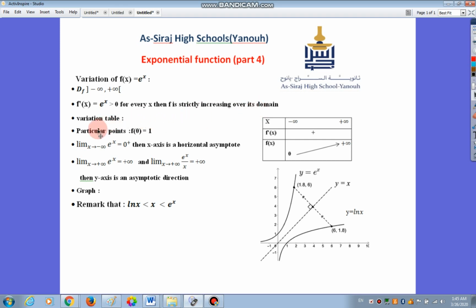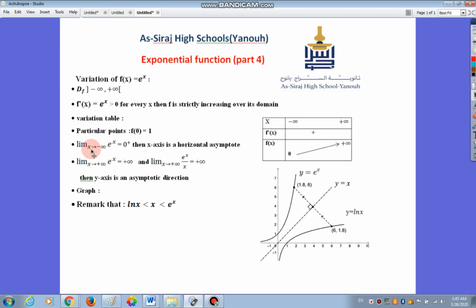Now, particular points. Usually we take some particular points like x equals 0, for example. If x is equal to 0, then e^0 is equal to 1. So (0, 1) is a particular point for this function.